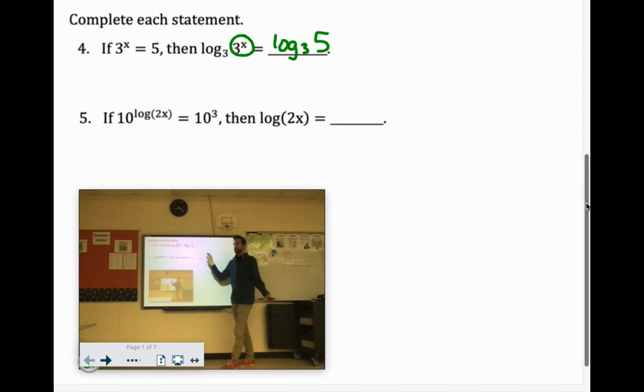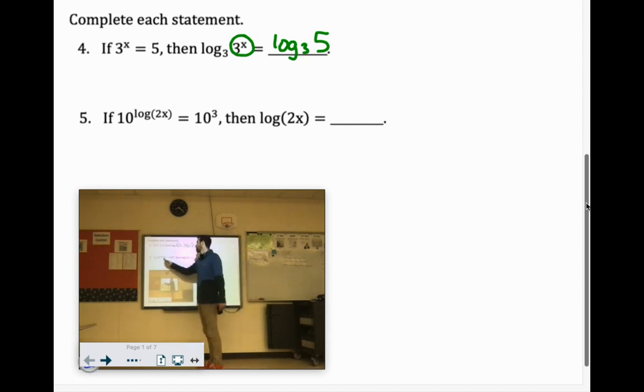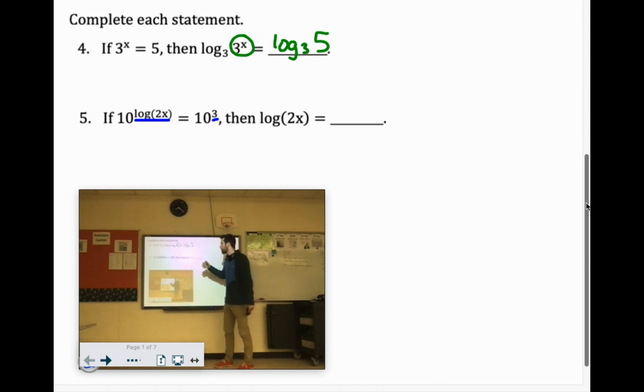Basic substitution. If 10 to the log 2x equals 10 to the third, then log 2x equals, well, look, both of them have a base of 10. So it says log of 2x is going to equal 3, right? Because they're already equal to each other. And that's going to be pretty convenient when we get to solving the equations.